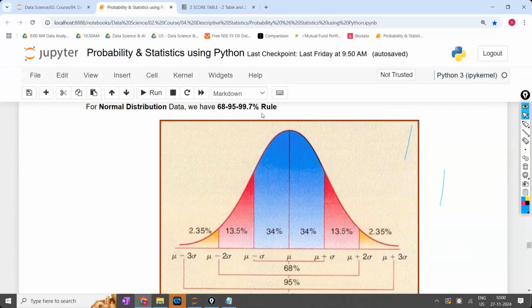The 68, 95, 99.7% rule means this is the meaning. Now let's try with one more question. Last question for today is based on this one.